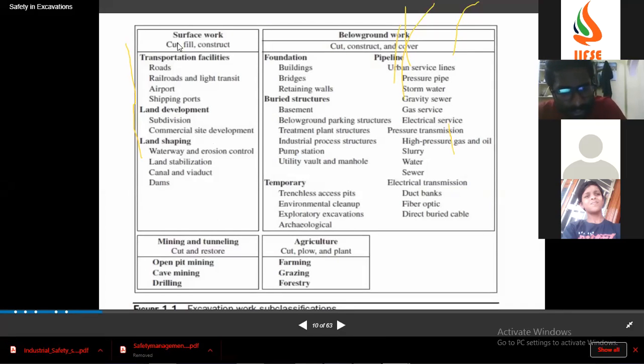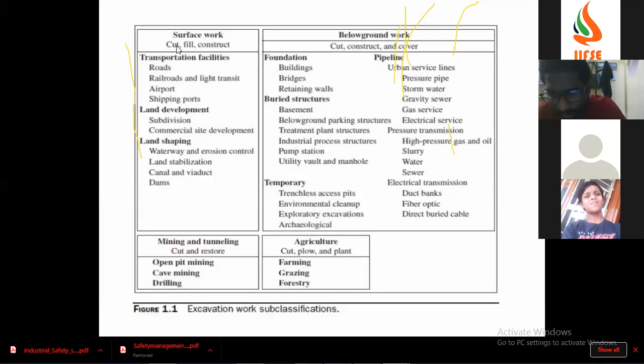For example, a road is in bad condition, completely damaged. Then what does one do? They will cut the road, they will fill the road and they will construct. That is surface work. What is below ground work? They'll cut, and below ground work is our foundation work. Whatever we do, we cut, we do the foundation, construct, and then cover. Anything where we first cut, fill, and construct comes under surface work. Cut, construct, and cover will be below ground work. Cut, fill, construct, and cut, construct, and cover.